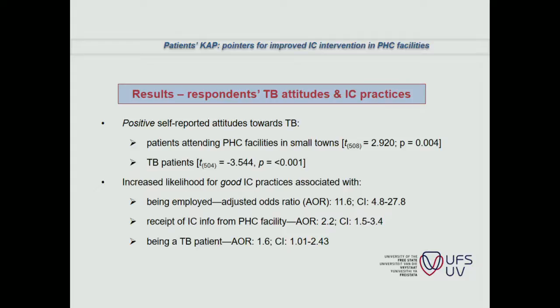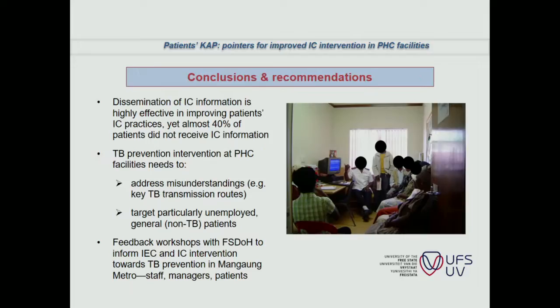In terms of factors that were associated with the likelihood to practice good infection control, that is hand hygiene, use of masks, and disposal of tissues into appropriate bins, we found that when we controlled for factors like age, gender, education, knowledge on TB, employment, and receiving information about infection control from the facility, being employed increased the likelihood of good infection control by 11%, while having received information from the clinic increased the likelihood of good infection control practices by 20%. And being a TB patient compared to being a general patient increased that likelihood of good infection control practices by 60%.